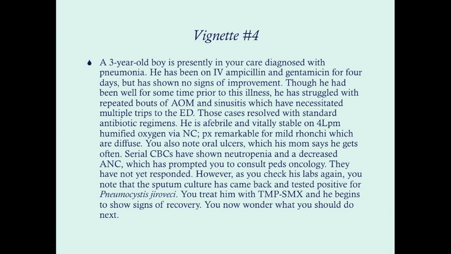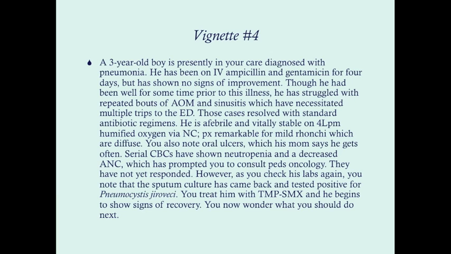Serial CBCs have shown neutropenia and a decreased ANC, which has prompted you to consult pediatric oncology. They have not yet responded. However, as you check his labs again, you note that the sputum culture has finally come back and has tested positive for Pneumocystis jirovecii. You treat him with trimethoprim-sulfamethoxazole, as you should, and he begins to show signs of recovery. You now wonder what to do next. You're befuddled now. So let's just say that you got the works done on the culture and you tested for Pneumocystis jirovecii, even though we had no idea that that was going to happen. This is kind of giving you a hypothetical here.